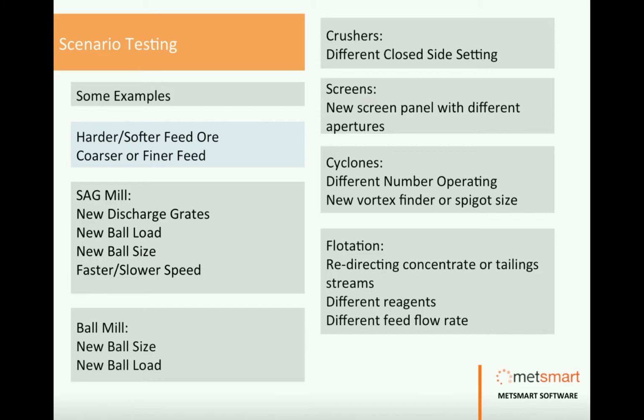On this screen, there are a few examples of scenarios that you can test, and these scenarios are changes that you can make to your equipment pieces. So if you consider, for example, changing the number of cyclones operating or using different vortex finders or spigot sizes, you can make an informed decision about the effect of this change on the operation of the plant.